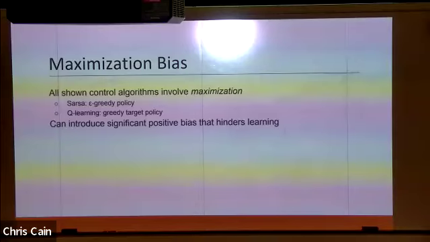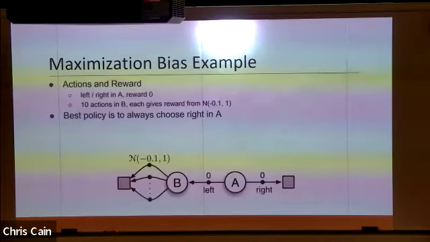So far, we've seen 2 algorithms that involve some kind of maximization. SARSA uses epsilon greedy. Q learning has the target policy that it's trying to learn via some maximization. And if we end up with bias, how do we deal with that bias that we might find? Here's an example of this.